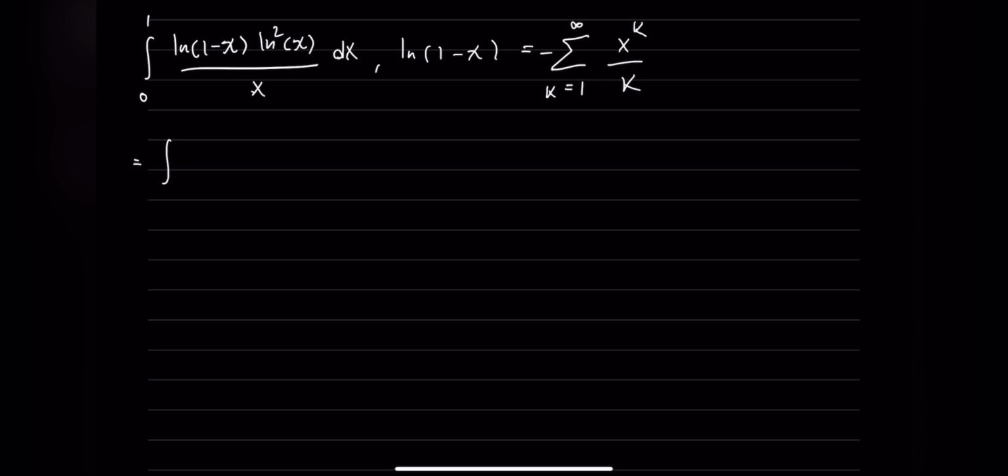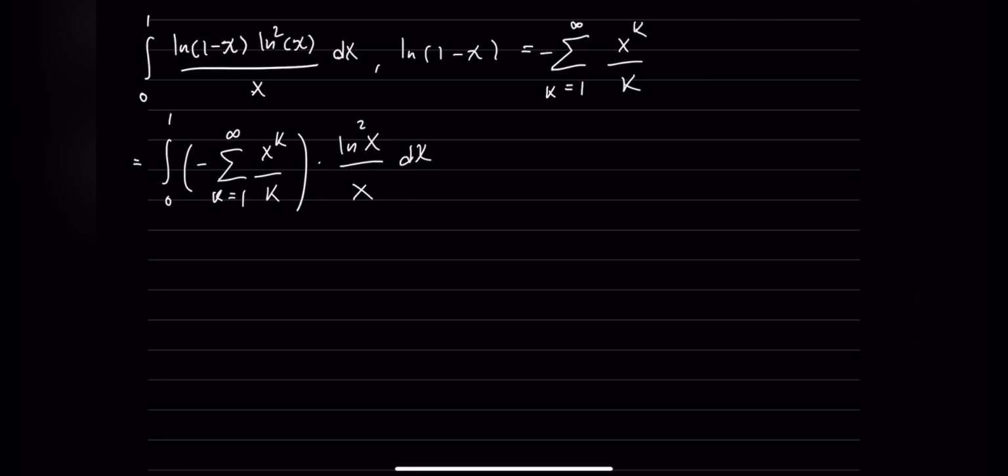So we have the integral from 0 to 1 of negative the sum from 1 to infinity x to the k over k, and we have the natural log of x squared over x dx. We could pull the sum out of the integral, so we have minus the sum from 1 to infinity of 1 over k times the integral from 0 to 1 of x to the k minus 1 times the natural log of x squared dx.